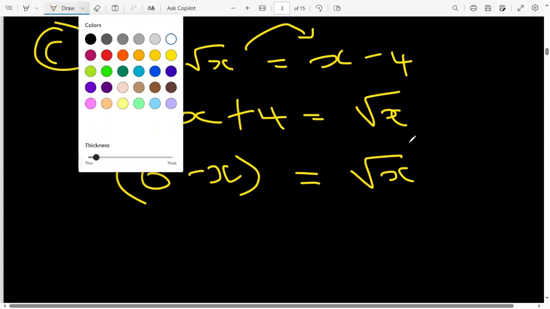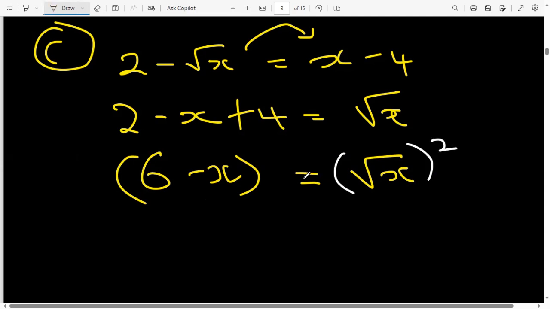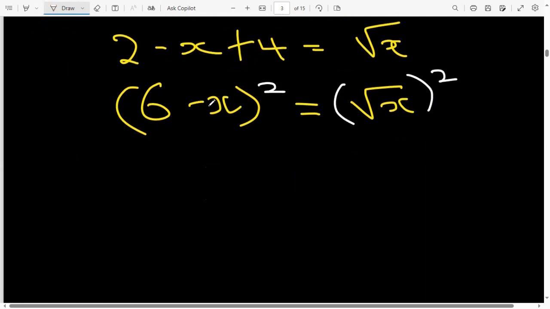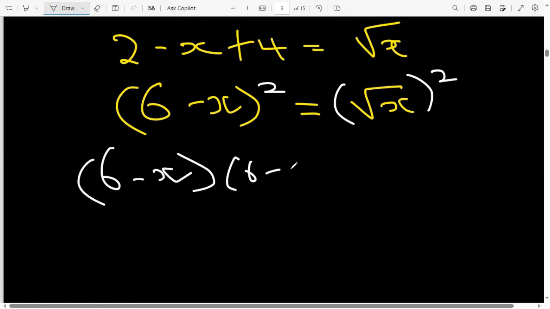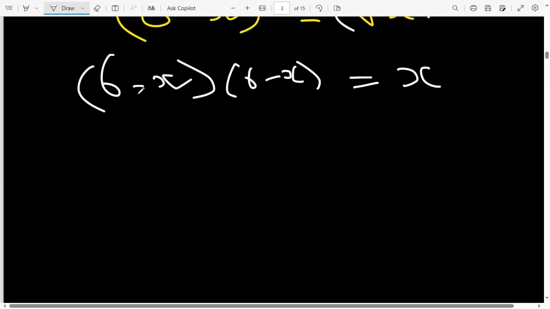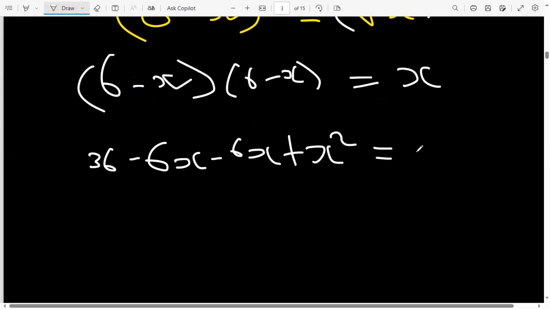To eliminate this square root here, we'll have to square both sides. So if we square this, it means we have 6 minus x and another 6 minus x. And on the other side, this root and this power is going to cancel, so we have x. Let's expand this. 6 multiplied by 6, you have a 36. 6 multiplied by minus x, you have minus 6x. And then minus x multiplied by 6, we have a minus 6x. And then minus x multiplied by minus x, you have a positive x squared. And this is equals to x.